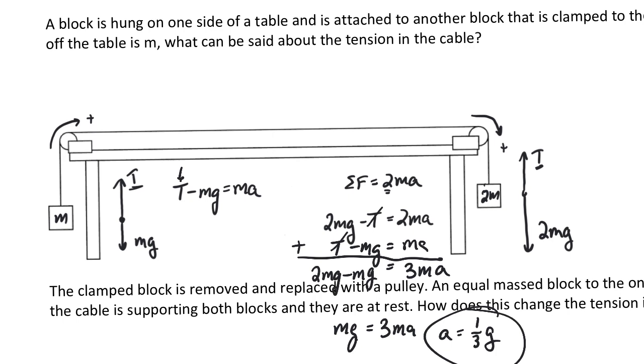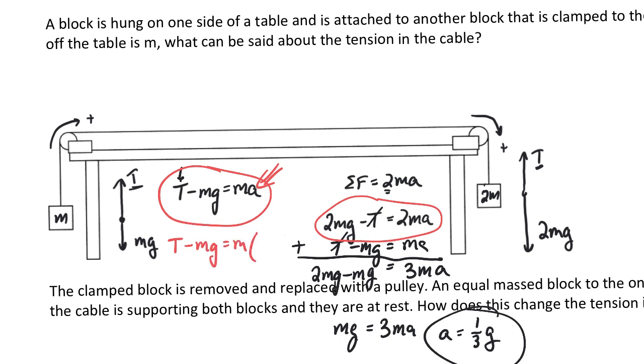That's what we're doing. So I can find the tension in two different places. I can find it here, or I can find it here. It doesn't matter which one you choose. Pick the easy one. And so I'm thinking this is the easy one. Easy as they come. So I get T minus mg equals m times 1/3 g.